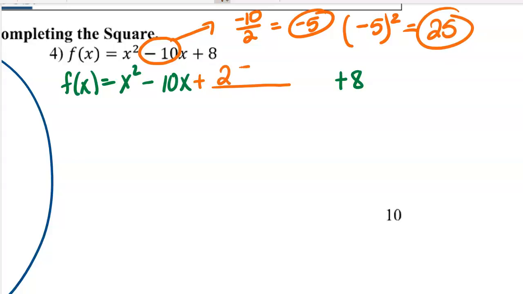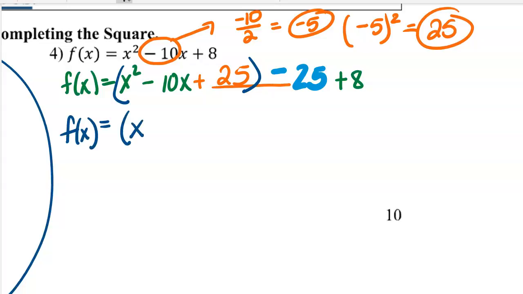We're going to add 25, but just like earlier, we said we can't just add 25 on one side of the equation. So we are going to go in and minus 25 right away to now really be adding 0. So this is a perfect trinomial which we can factor. So the factor of this is, okay, x, and this is a negative, drop down a negative. Half of b is negative 5, guys. So that's going to be where the negative 5 goes. Can you see that right there?